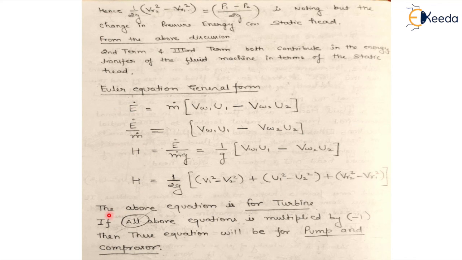Now you see here, the above equations are for a turbine. In this case, if Vw1 U1 is greater than Vw2 U2, then it is for a turbine. If it is reversed, that means Vw2 U2 is greater than Vw1 U1, then it is for a pump or compressor. Or in general, if all the above equations are multiplied by minus 1, then these equations will be for a pump and compressor.